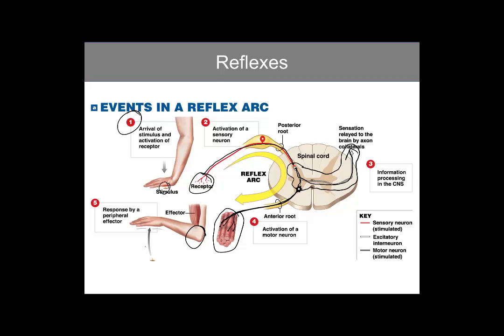Now, this process is very timely. It has to be for survival purposes. So you place your hand on a tack, the signal quickly goes to the spinal cord, quickly relayed to the effector, i.e. the skeletal muscle, and then that skeletal muscle contracts and you remove your hand from the danger. Again, this is handled at the level of the spinal cord. The brain may be notified milliseconds later, but it has no control over the reflex.